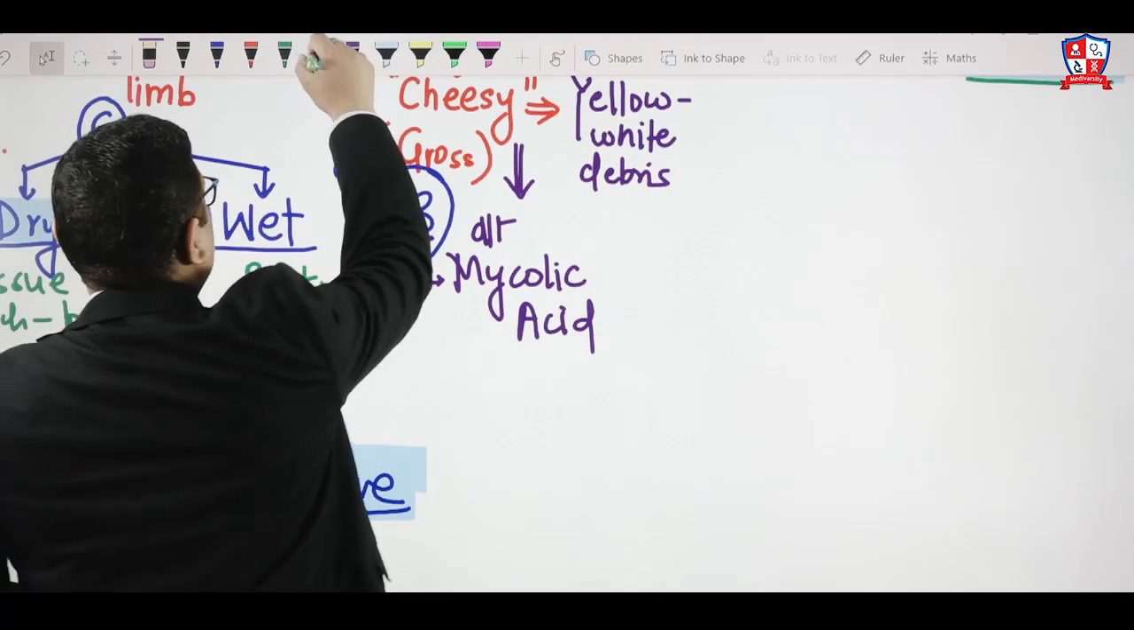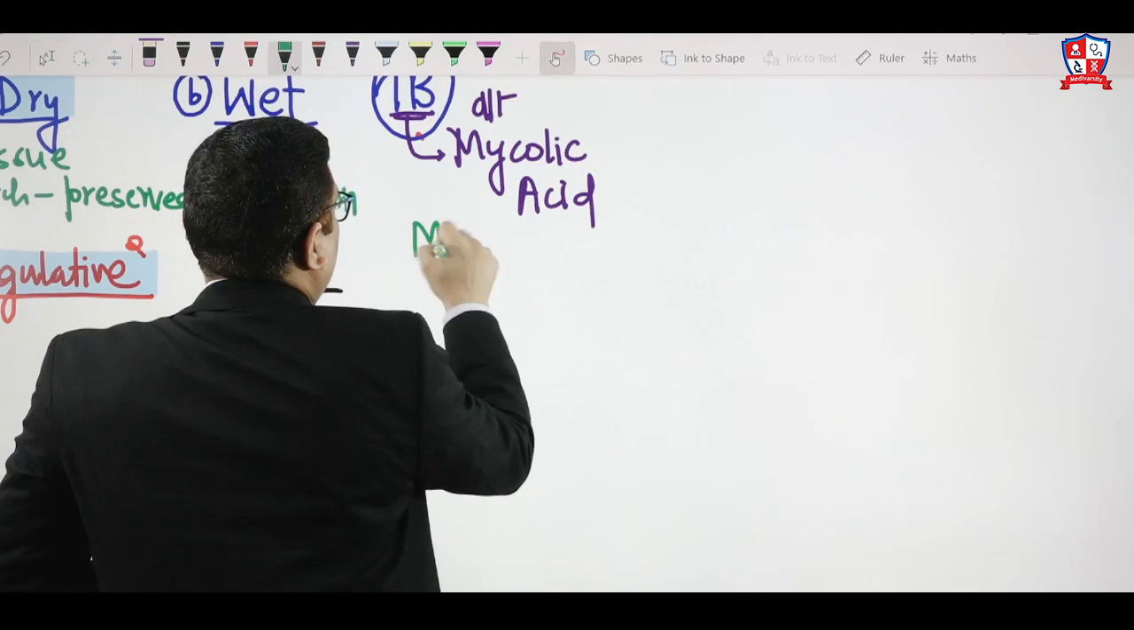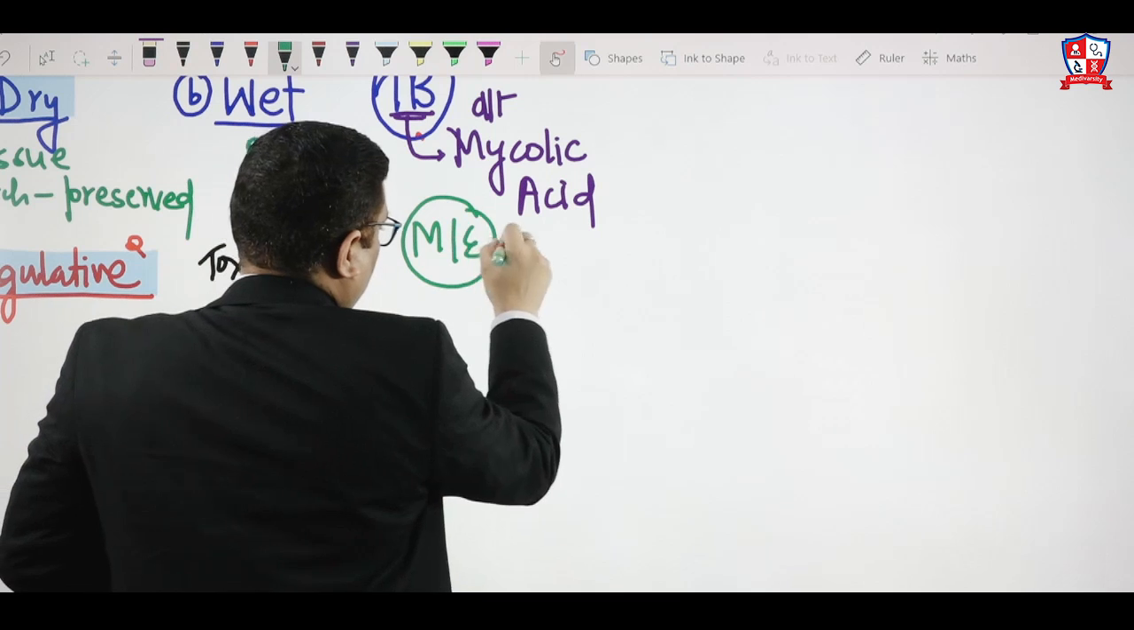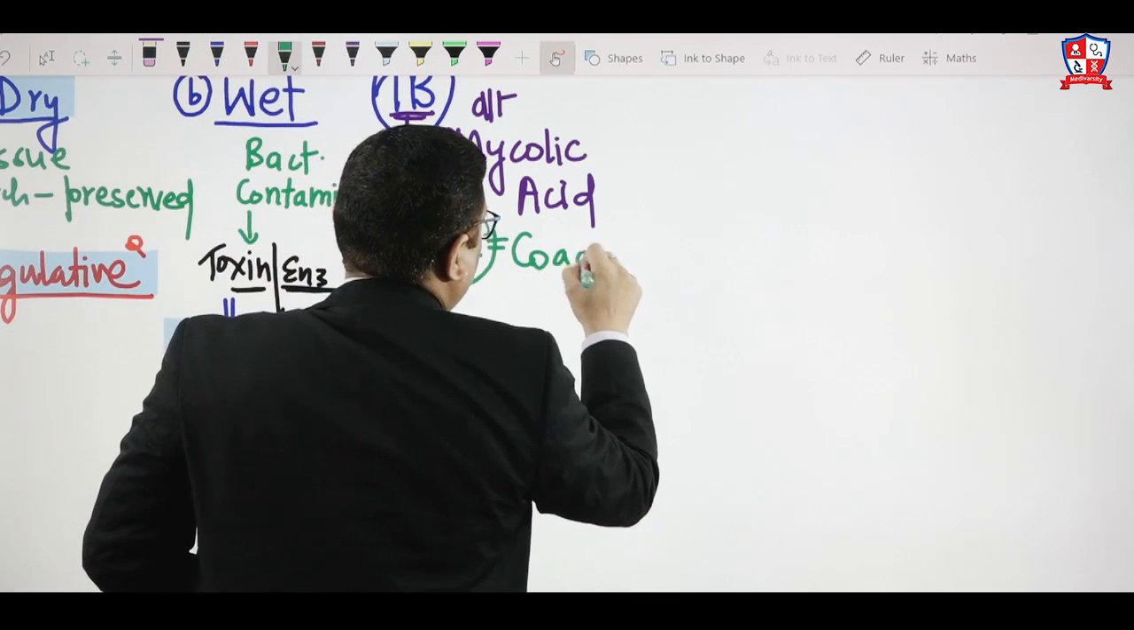On microscopic examination, when you see the microscopic examination of this caseous necrosis, what we need to understand is that initially you will find coagulative necrosis.